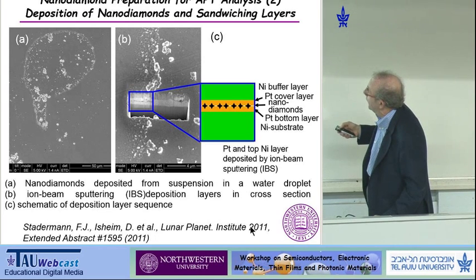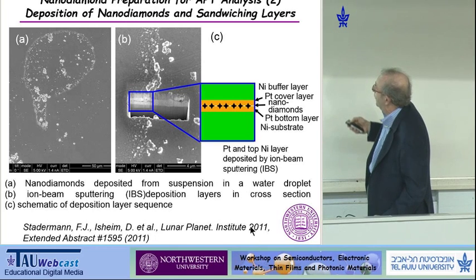And here is the nanodiamonds inside the platinum sandwich. And here's a schematic blow-up of it. Okay? So this is the end product. So you go from nickel, platinum, nanodiamonds, platinum, nickel. So we have this complicated sandwich here.